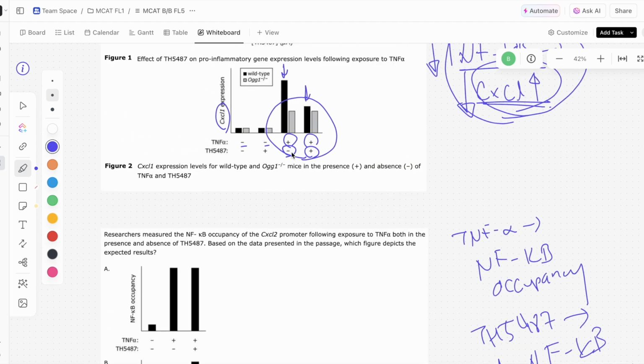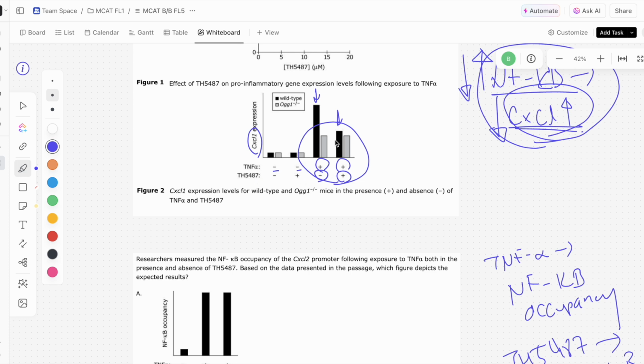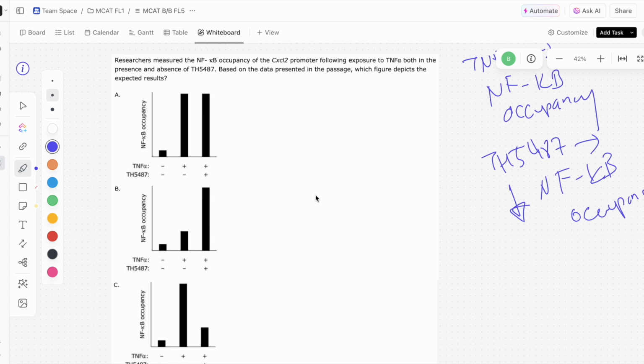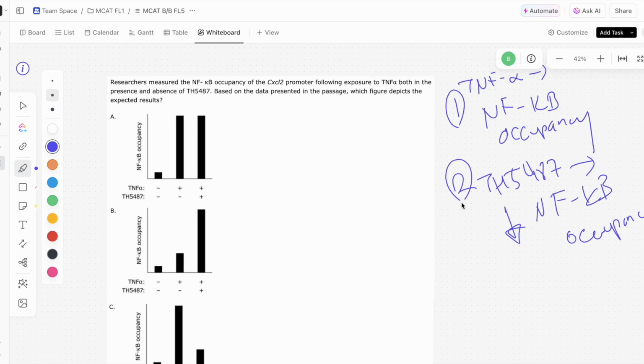occupancy. Now, we see that even with TH5487, it doesn't completely make this CXCL1 expression 0, right? We compare it to when we don't have TNF alpha. We still see an increase regardless, even if we have TH5487, but that increase is dramatically less than the increase that we get when we don't have TH5487, okay? So what does that mean for us? Let's take a look at these answer choices, keeping these 2 points in mind.